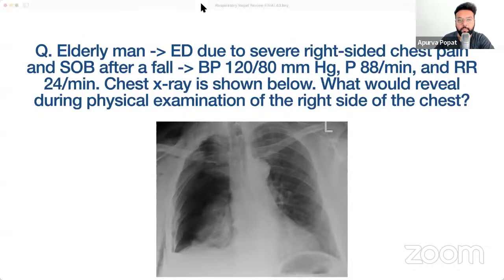Spot diagnosis X-ray. X-ray spot diagnosis, ladies and gentlemen. What's happening? What is happening? It's a clear lung. The patient is having severe right-sided chest pain and shortness of breath after a fall, chest X-ray shown. ARDS?